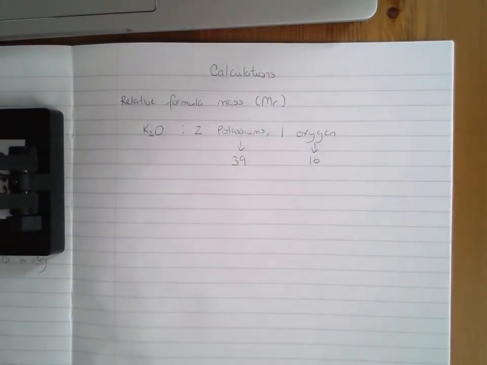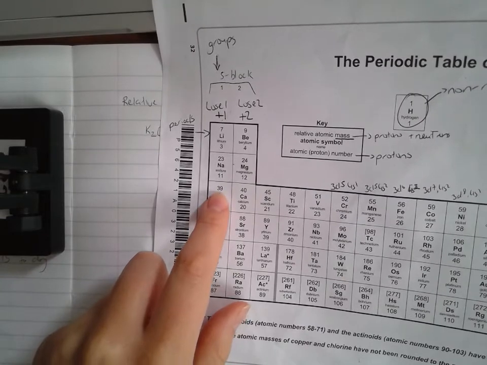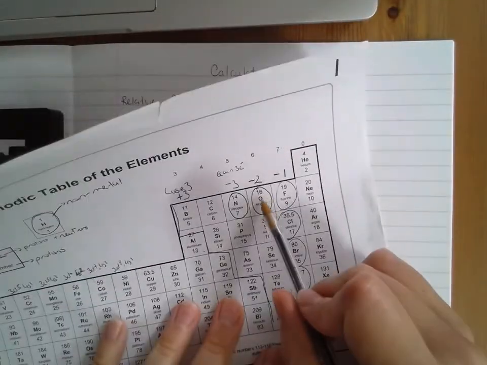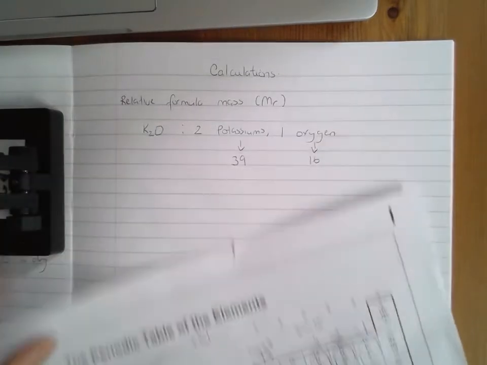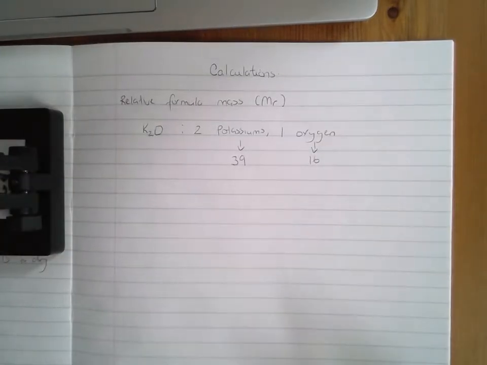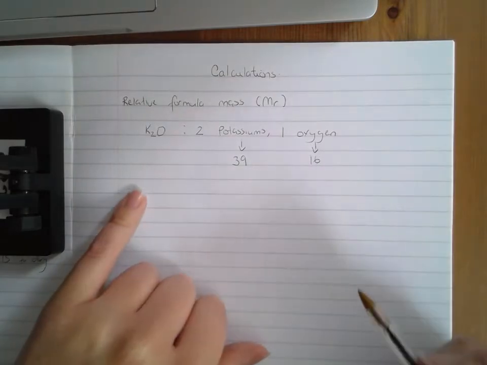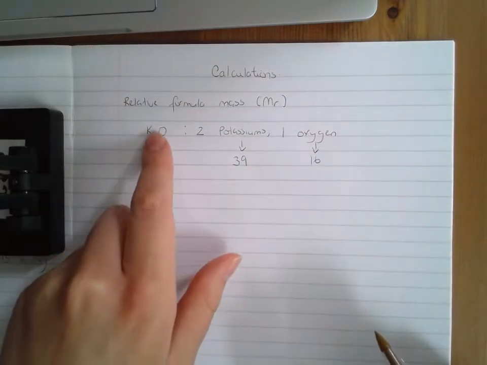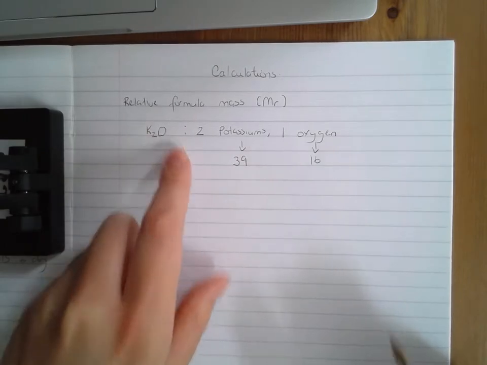So there's 2 numbers next to every element on the periodic table. And you see here, K, potassium, the big number, which is the mass number, is 39. And for oxygen, the big number, which is the mass number, is 16. Although typically they do give you this information in the question. Okay, so this is the mass of 1 potassium. This is the mass of 1 oxygen. But when I read my formula, I see I've got 2 potassiums and 1 oxygen.